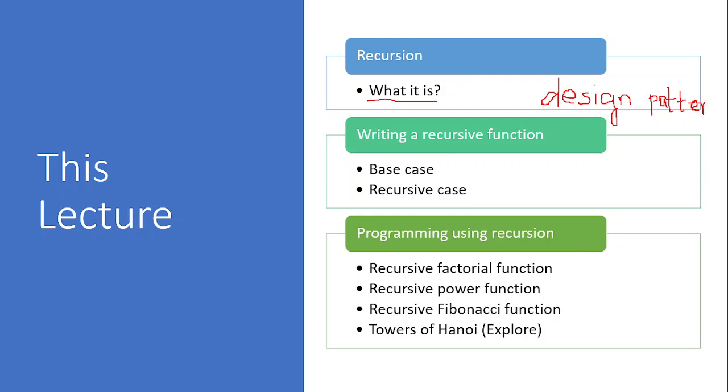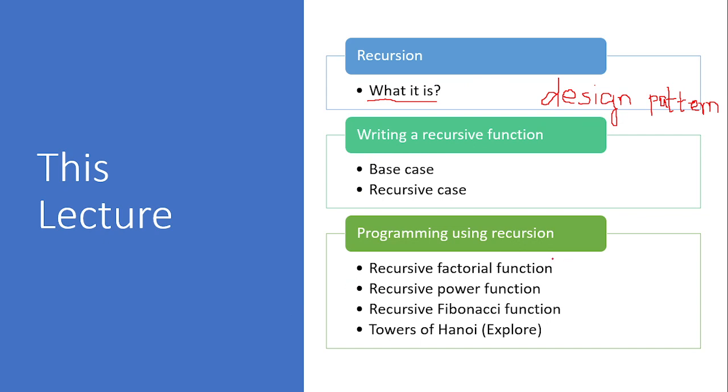So a design pattern is basically a pattern for a solution or for a design that can solve a class of problems, not just one problem, but different problems of the same type. Okay, so recursion is basically a design pattern. Using recursion, you can solve a certain class of problems. So we'll be talking about some examples.